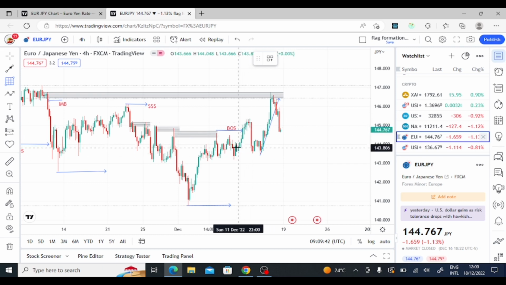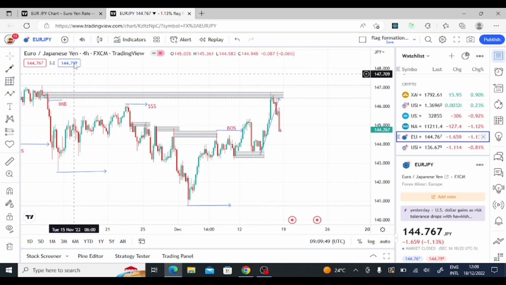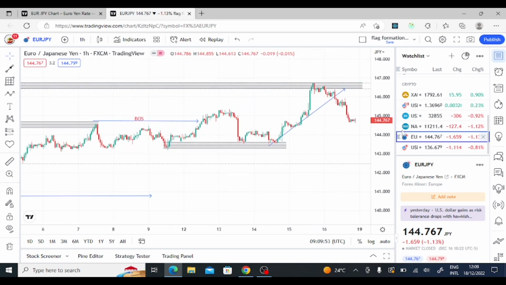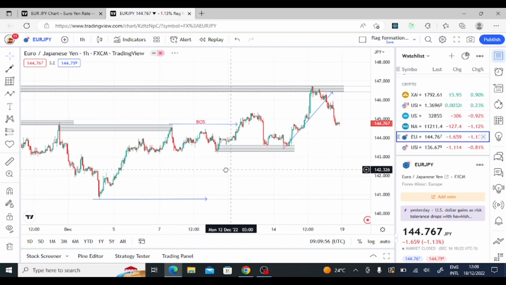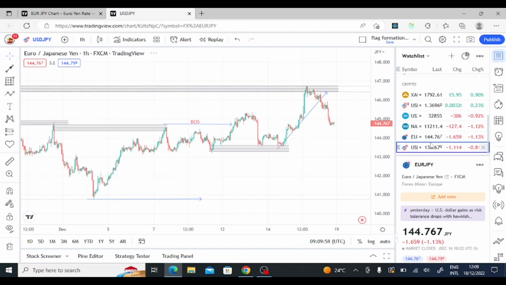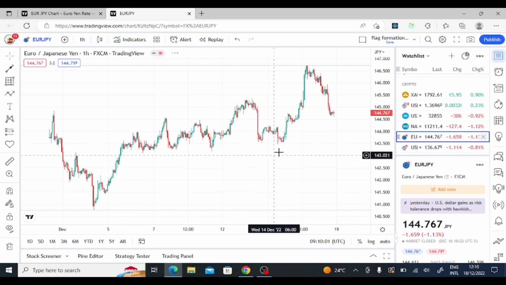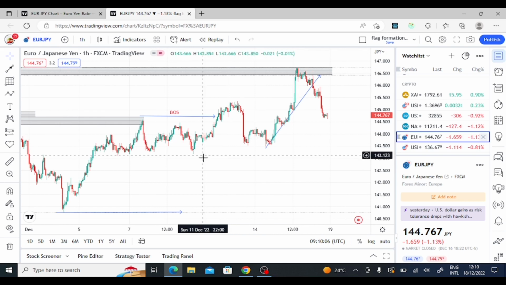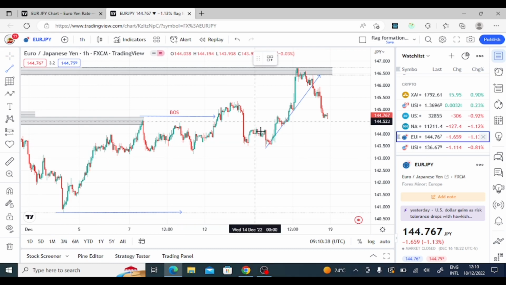So you look down and you find it here, or for more detail you can narrow down to the 1 hour time frame and you can have a better look of what's actually happening here. So how I made my entry was by identifying which demand broke the structure.